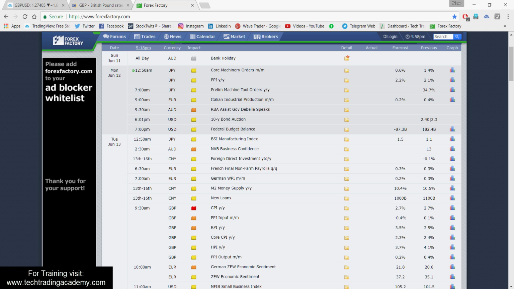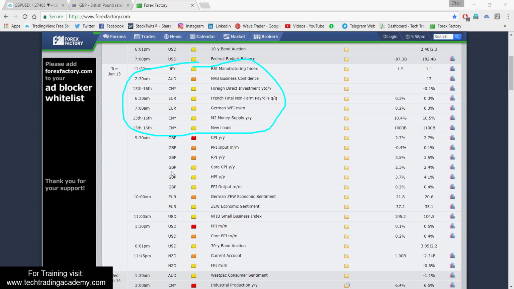Okay, so Monday looks like we're not going to see big movements. But Monday is going to be crucial for pound pairs.